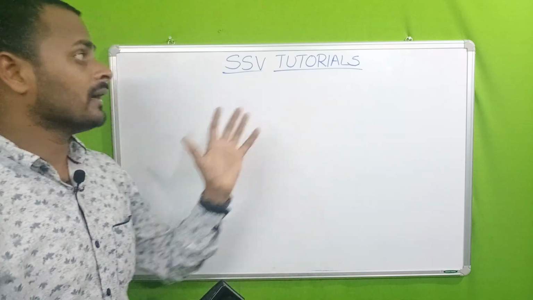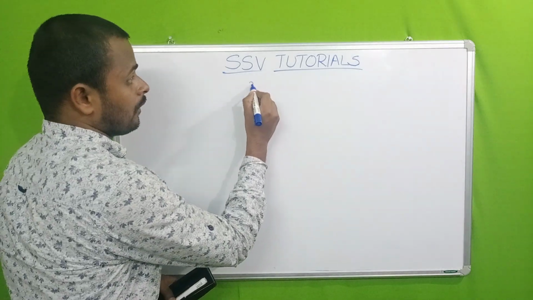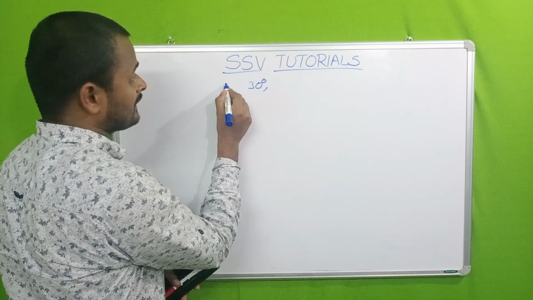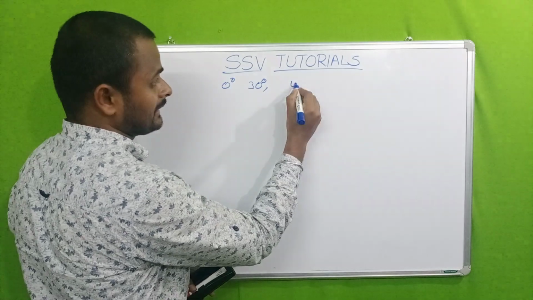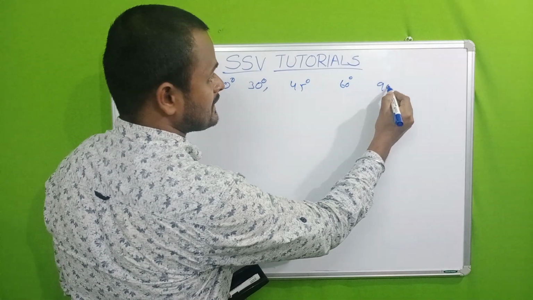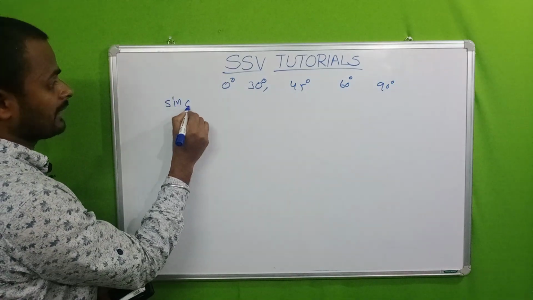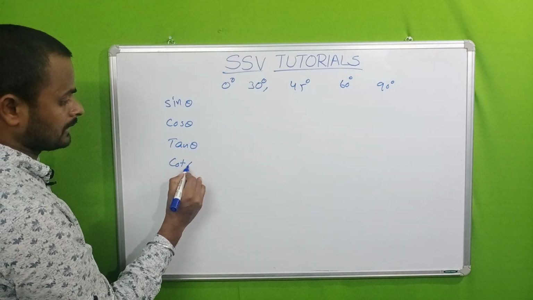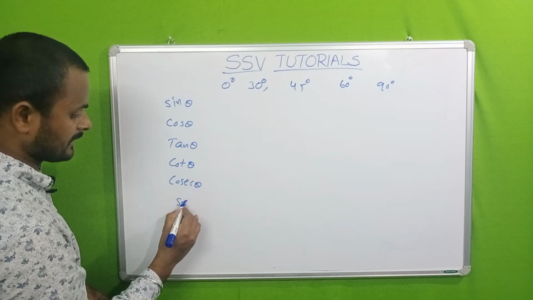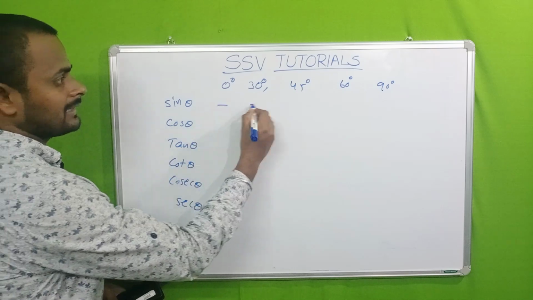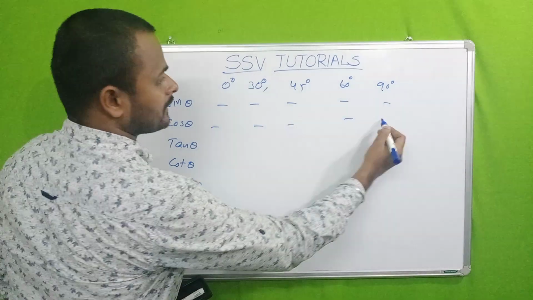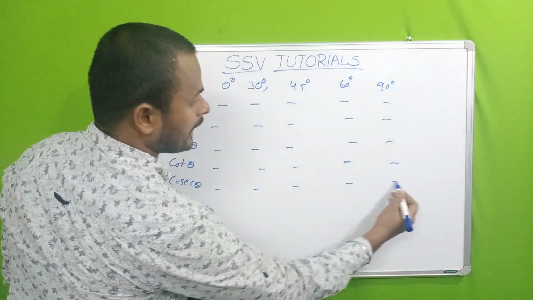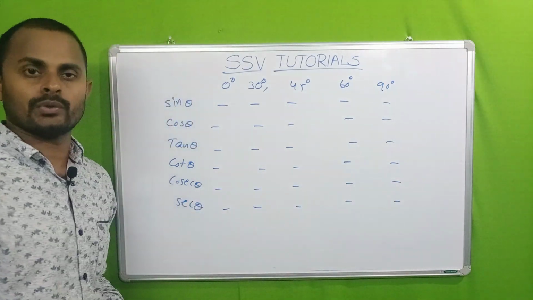So today it's a very important topic, that a lot of students have trouble with: identifying the values of the trigonometric ratios for the angles 0 degrees, 30 degrees, 45 degrees, 60 degrees and 90 degrees. Sin theta, cos theta, tan theta, cot theta, cosecant theta and secant theta. Some of them can be learned by heart, but today I want to tell a simple way of identifying the values of the trigonometric ratios.